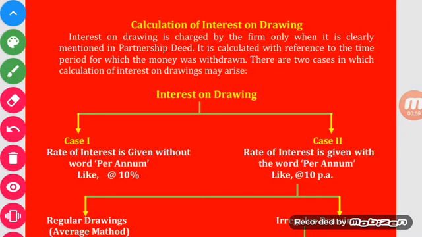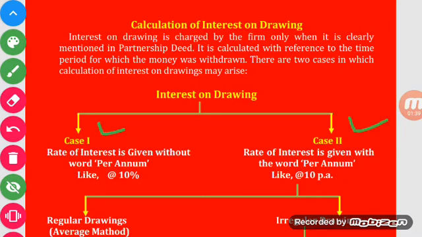If in the partnership deed, or in the absence of a partnership deed, interest on drawings is not to be charged for any partner, then it is not charged. Interest on drawings is calculated for the time period for which the money was withdrawn by the partner from the firm. There are two cases in which calculation of interest on drawings may arise. For calculation of interest on drawings, there are two conditions, called case first and case second.